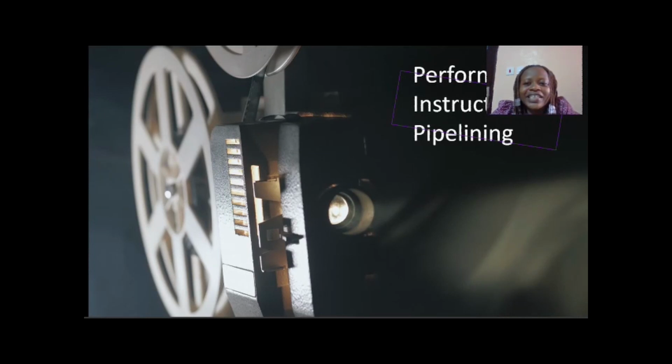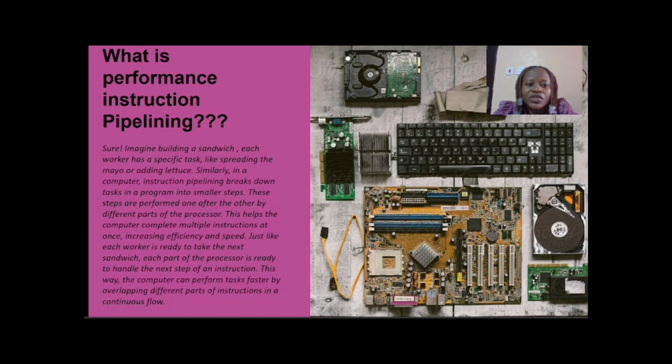Presenting on performance instruction pipelining. What is performance instruction pipelining? Imagine building a sandwich. Each worker has a specific task like spreading the mayonnaise or adding lettuce. Similarly, in a computer, instruction pipelining breaks down tasks in a program into smaller steps. These steps are performed one after the other by different parts of the processor. This helps a computer complete multiple instructions at once, increasing efficiency and speed.